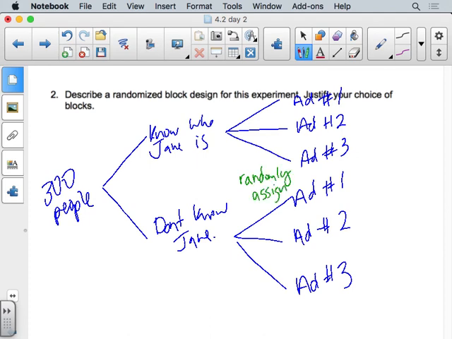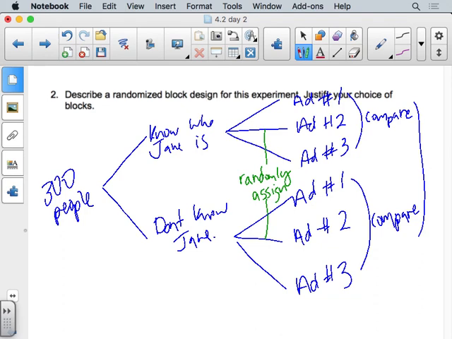And I'm going to make sure that I'm randomly assigning those into those groups. And so then, inside of here, I'm going to compare. Inside of those, I'm going to compare. And then overall, I'm going to also just see what happened. Just point out some characteristics of those.